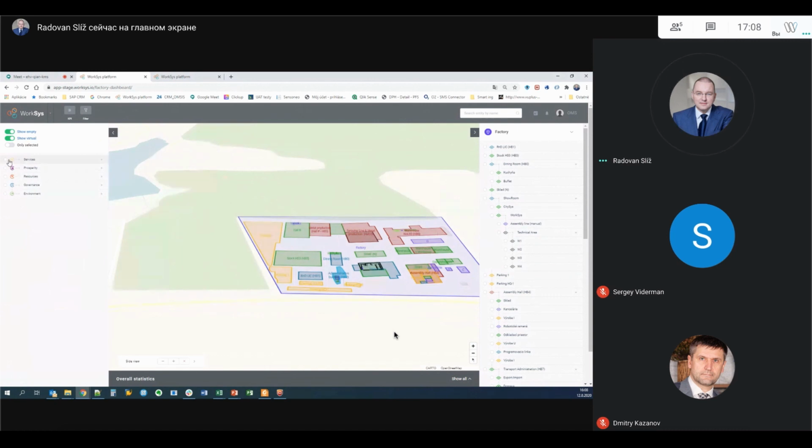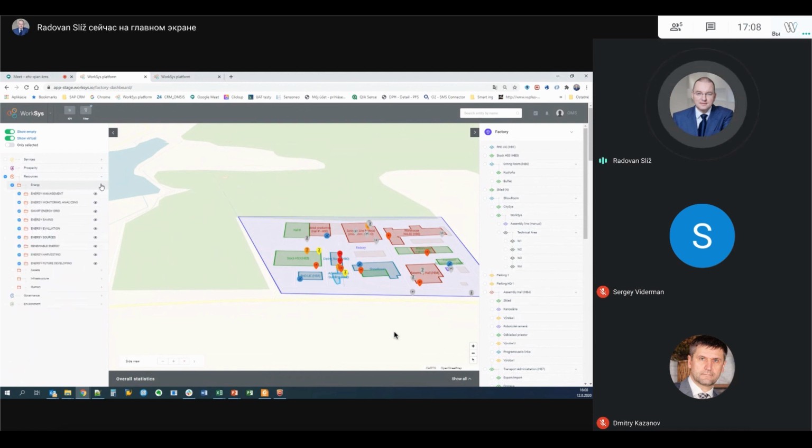I use the classical classification that we already saw on the left side. If I need information about the resources, I choose the resources. If I need more information about the energy, I choose the energy. If I want more detail, I am able to explain in more detail. There are the devices for the energy. If I need the assets, I choose the assets.